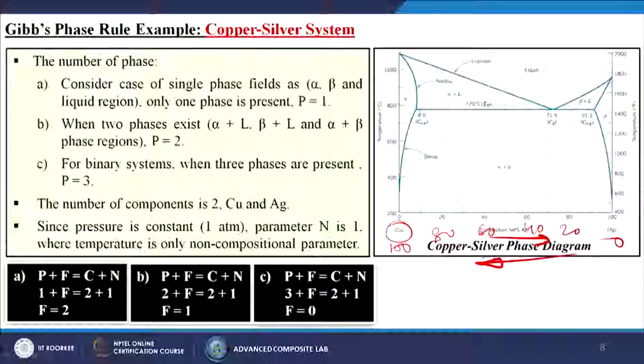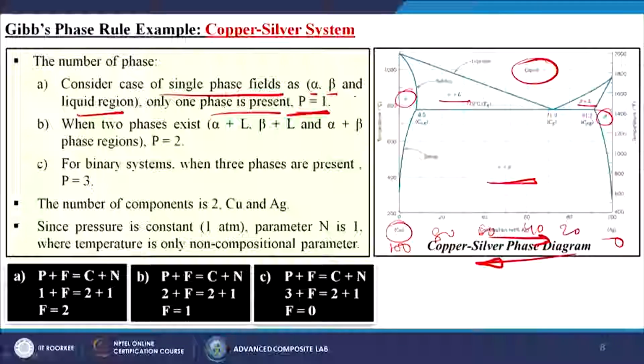So, in this particular case what is the number of phases? Consider the case of single phase fields: alpha, beta and the liquid region, only one phase is present, that is why P is equal to 1. So, alpha is only a single phase, liquid is one single phase and beta is only a single phase. But you can see alpha plus L, or beta plus L, or alpha plus beta. So, there are 2 phases, that is why P is equal to 2.